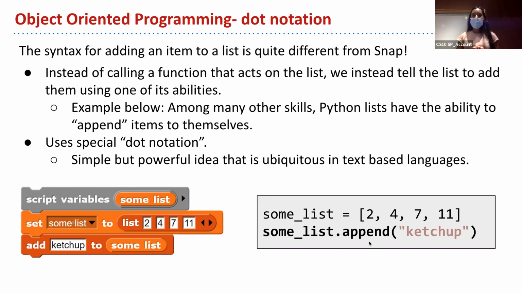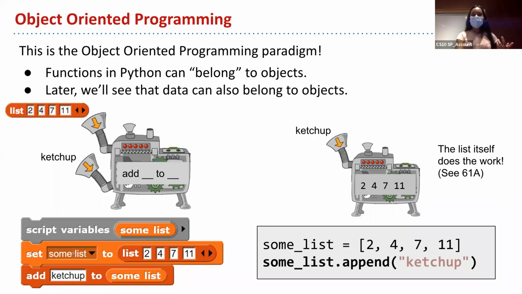The difference here is that in Snap, we're calling a function with an input, and then adding the first input to the second input. Versus here, we have this object and we're calling the function on the object itself. So the object is kind of doing the work of adding the item. This is a little visual for what this looks like.